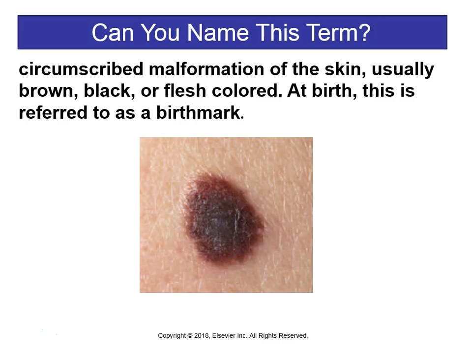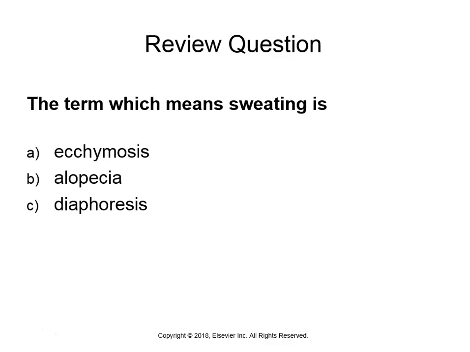So looking at this, what do we call a birthmark? Do we remember what we call a birthmark? It's the fancy word for mole. If you need to look back, think about what that would be. All right, which one of these means sweating? Unless you're sweating blood into your tissues, C is the correct answer, diaphoresis. It doesn't necessarily mean excessive sweating, it's normal sweating.